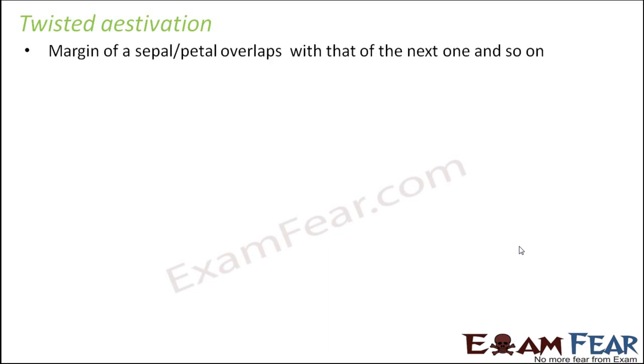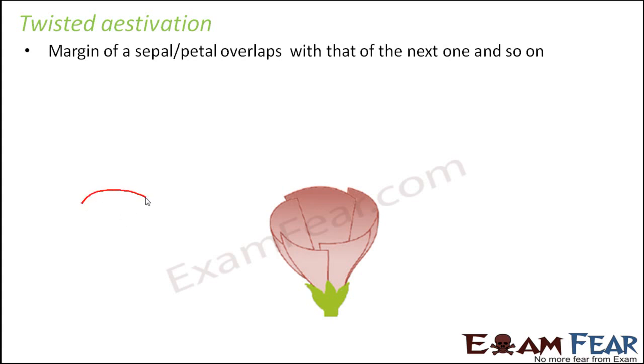The next type is twisted aestivation. In twisted aestivation, the margin of a sepal or a petal overlaps with that of the next one. So let us suppose this is one petal or sepal. The margin of this will overlap with the next one. Again, the margin of this will overlap with the next one, and again, and again. So there are regions of overlap, right? And that is why it is known as twisted aestivation.